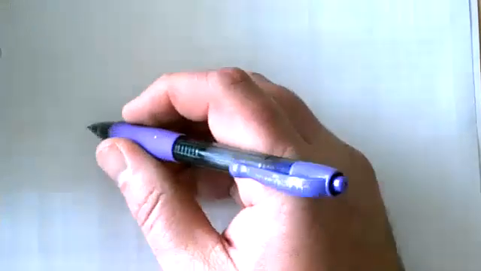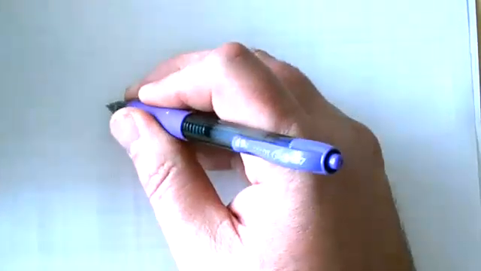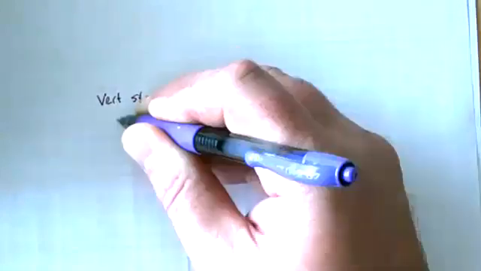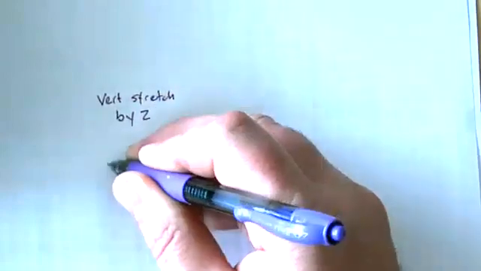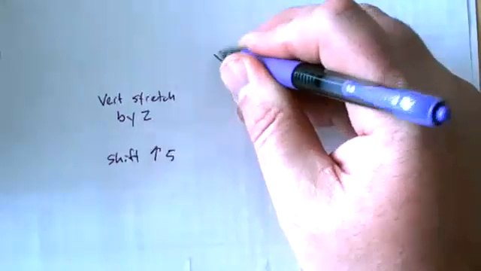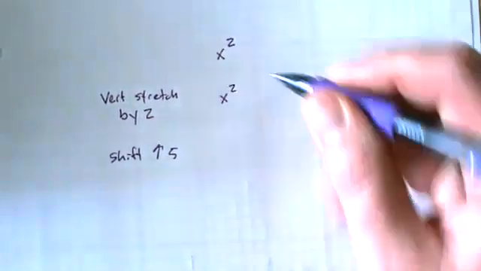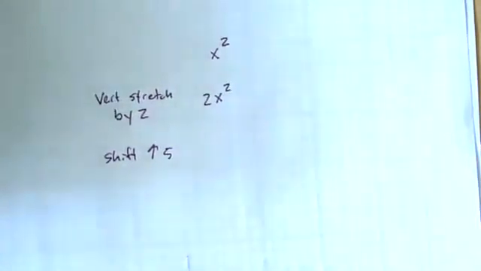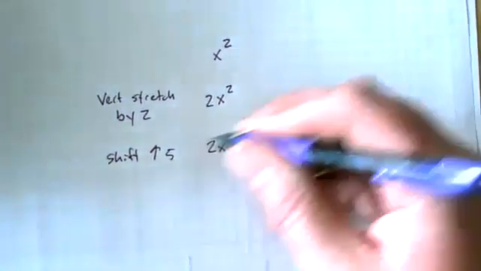Pay attention. All right, so check it out. I'm going to do a vertical stretch by 2, and then I'm going to do a shift up by 5. Okay, and I'm going to start with my x squared function. So if I do the vertical stretch by 2 first, what am I going to do to my x squared? I'm going to take the entire function and multiply it by 2, and I'm going to get 2x squared. And then if I do the shift onto that, I'm going to take that entire function and add 5 onto the end.